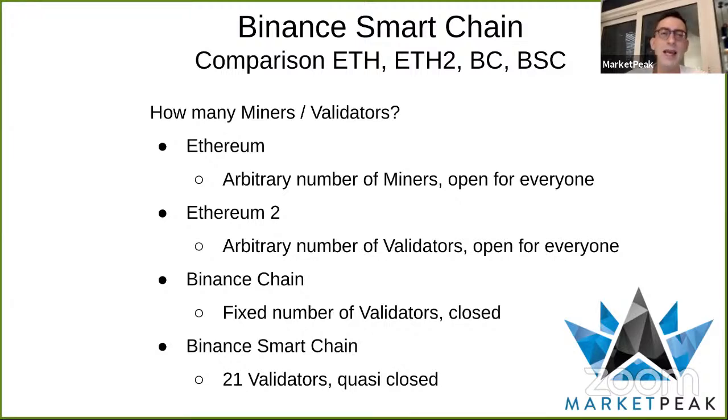Then the miners and validators: how many do we have and who can become one? A little reminder maybe for those who aren't aware or forgot: miners are what we call the nodes that confirm transactions and blocks on proof of work chains. And validators are what we call the nodes that validate, not mine, transactions and blocks on proof of stake chains. So there's a difference in name there.